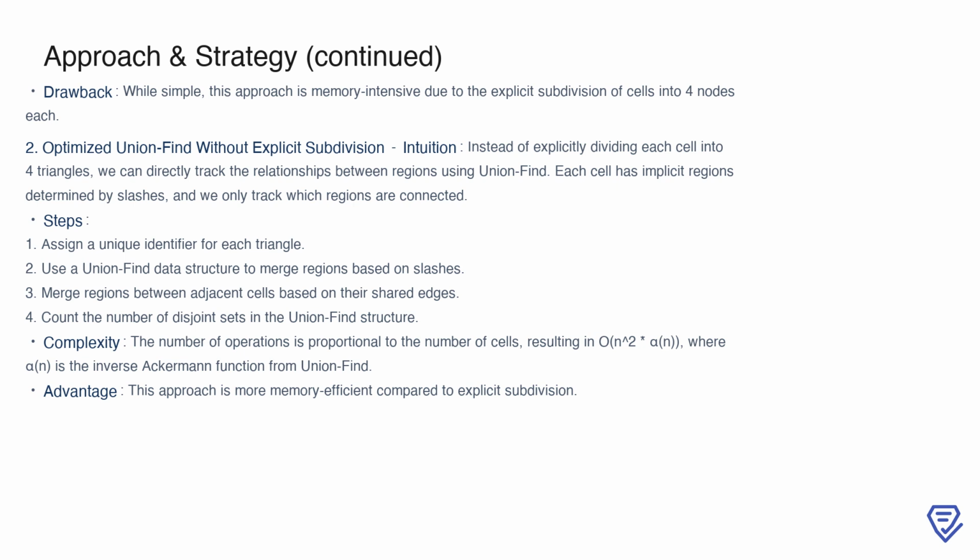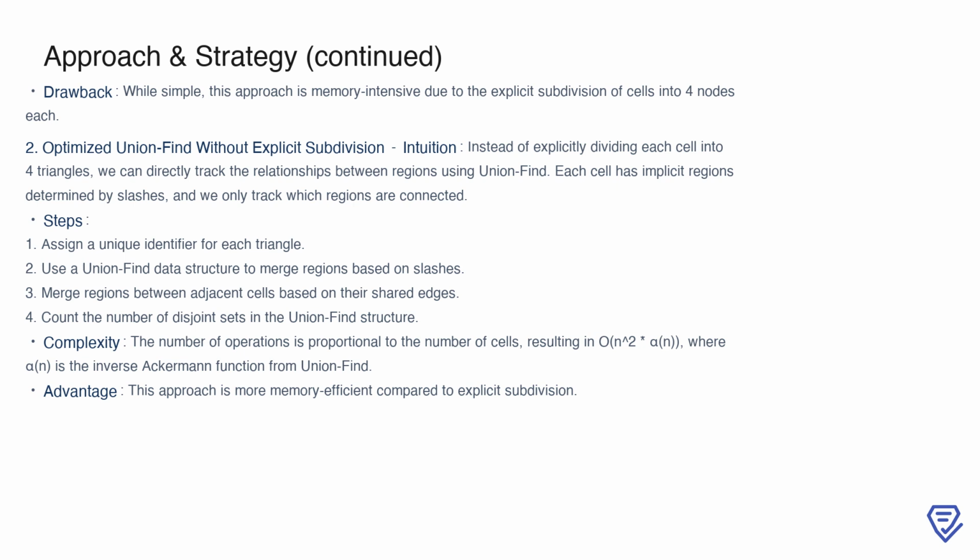Here, each triangular region is assigned a unique identifier, and we use the union-find data structure to merge regions based on their connections. Within each cell, the presence of slashes implicitly determines which regions are connected. For instance, a forward slash or backslash dictates how regions are merged inside the cell. Additionally, edges shared between adjacent cells guide the merging of regions across cell boundaries.